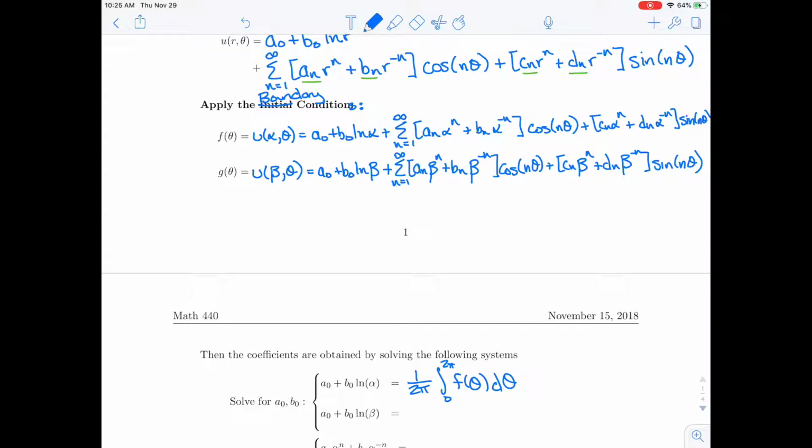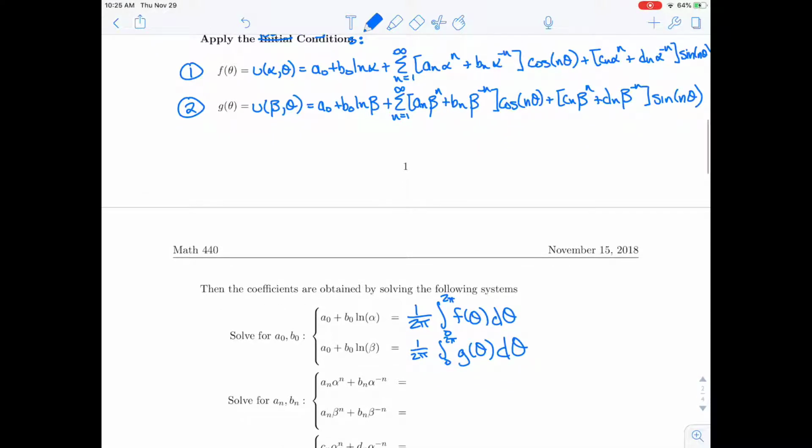Okay, so the constant in that first boundary condition that we applied is going to be the average value of f. The constant in the second boundary condition that we applied is going to be the average value of g. So 1 over 2 pi, the integral from 0 to 2 pi of g of theta d theta.